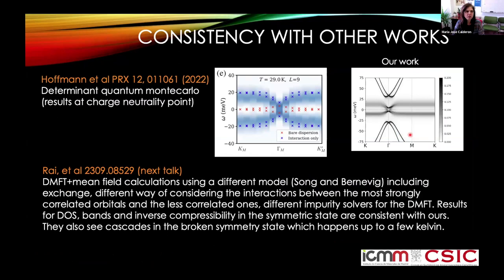And just before finishing, I want to mention the consistency with other work. So there is this work by Hoffman et al. in 2022, in which they did some determinant quantum Monte Carlo, and this would be what they get for the flat bands at the charge neutrality point, which is very similar to the result that we have got at the charge neutrality point. And also, the work that Gautam will present in the next talk, in which they have done a very similar calculation, but based on a different model and also using a different impurity solver.